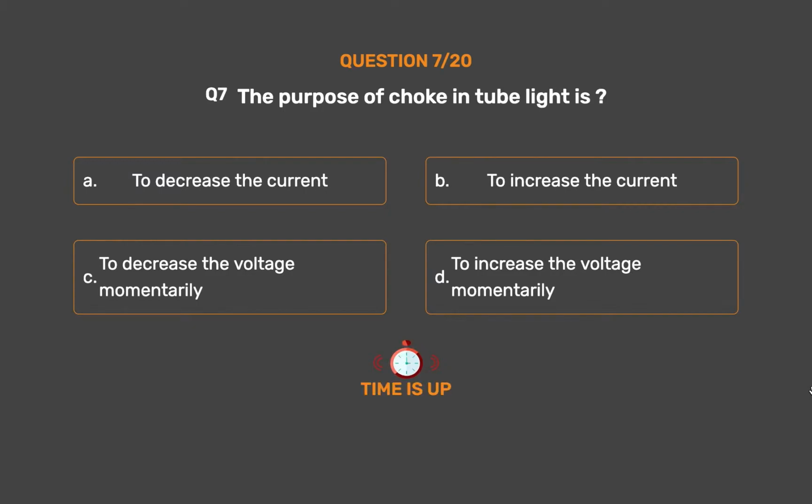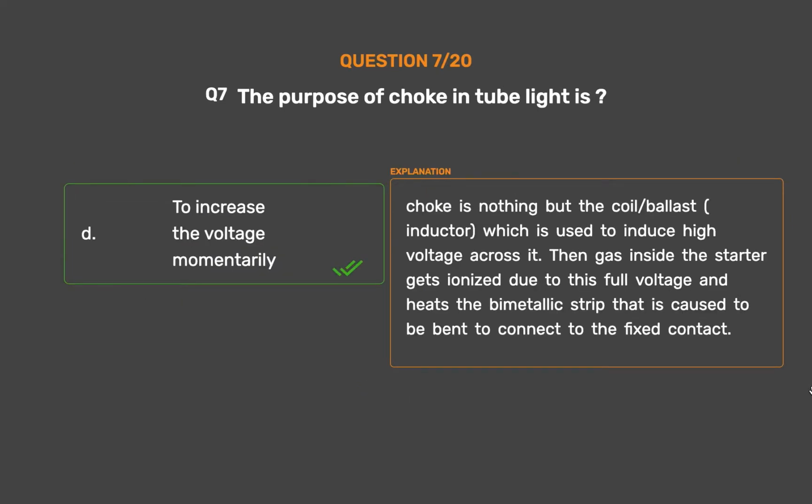The correct answer is Option D. To increase the voltage momentarily. Choke is nothing but the coil/ballast inductor, which is used to induce high voltage across it. Then gas inside the starter gets ionized due to this full voltage and heats the bimetallic strip that is caused to be bent to connect to the fixed contact.